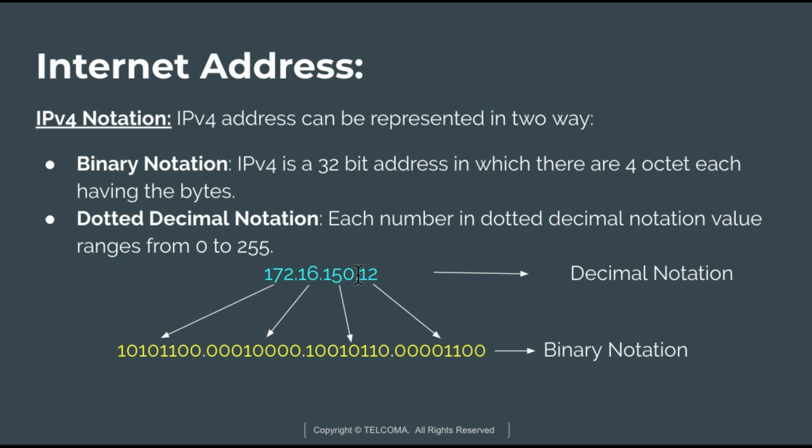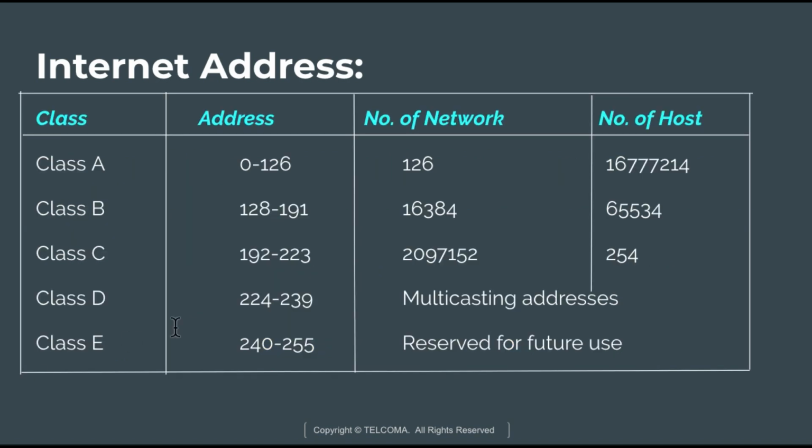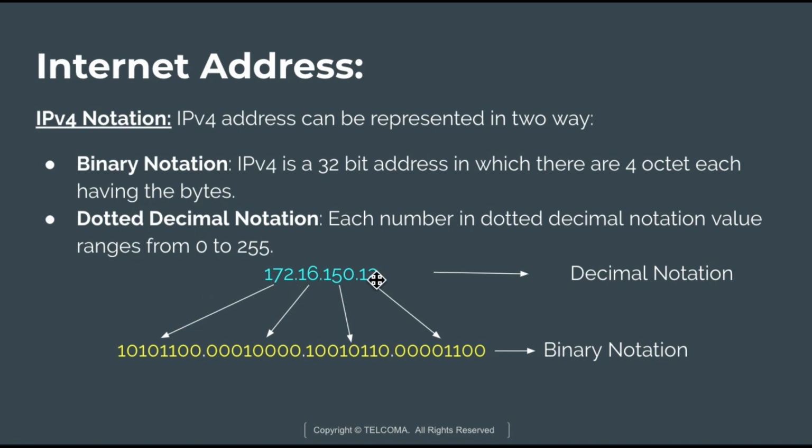Here you can see the address written here, 172.16.150.12. This is a class B address, as 172 lies between 128 to 191, and this is the class B address range. So that means this is a class B address.